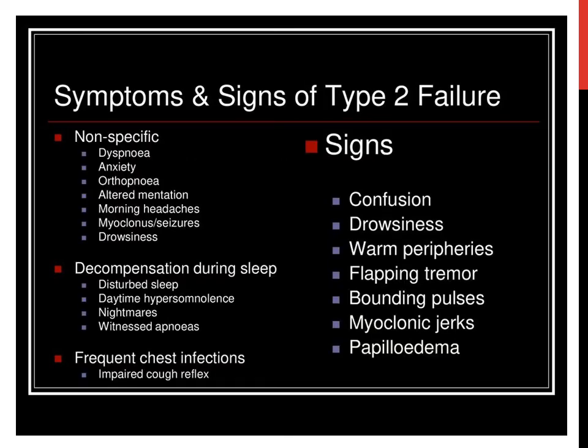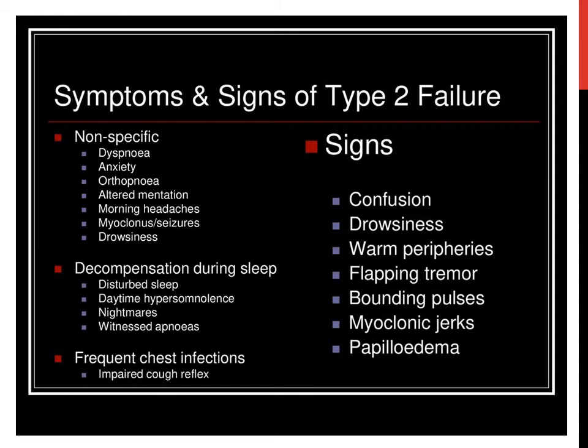When it comes to type 2, it is respiratory failure due to cardiac dysfunction. The signs are that the person will be confused, with drowsiness, warm peripheries, and flapping tremor, that is a jerking reaction, and then bounding pulses. Myoclonic jerking will be there. Myoclonic jerk means the person will have muscle spasms, with jerking movements of particular muscles. So myoclonic jerks are spasms of the muscles.